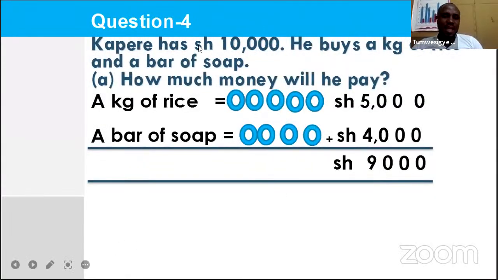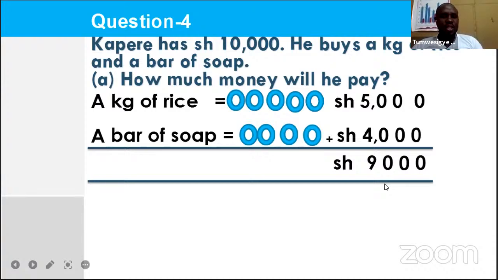Remember, Kapele at first has 10,000 shillings. He buys a kilogram of rice, and again he buys a bar of soap. When we added how much money he will pay, we all agreed that Kapele will pay 9,000 shillings.